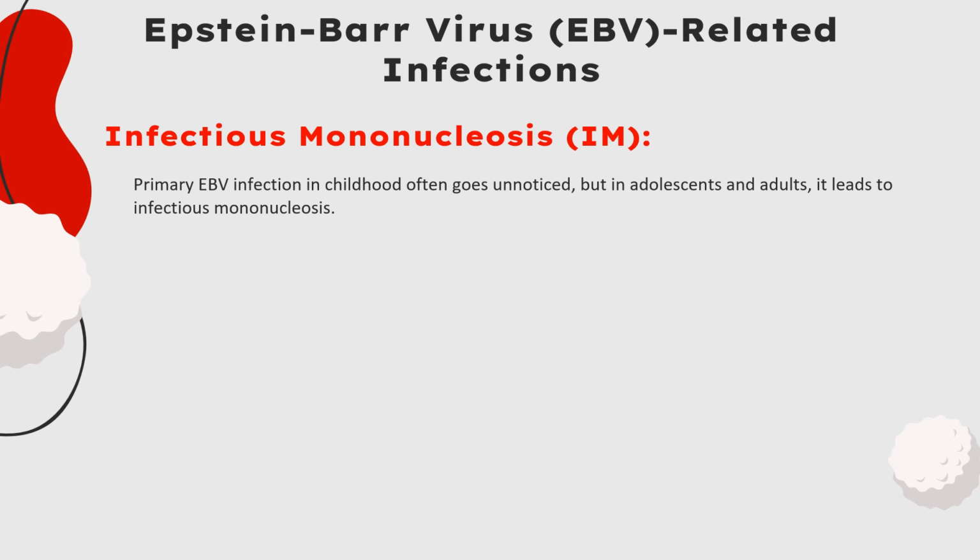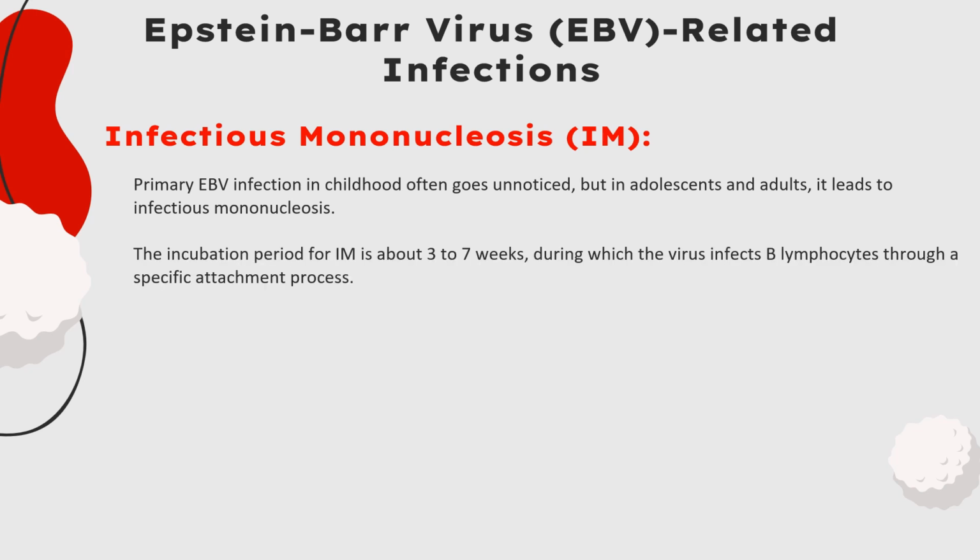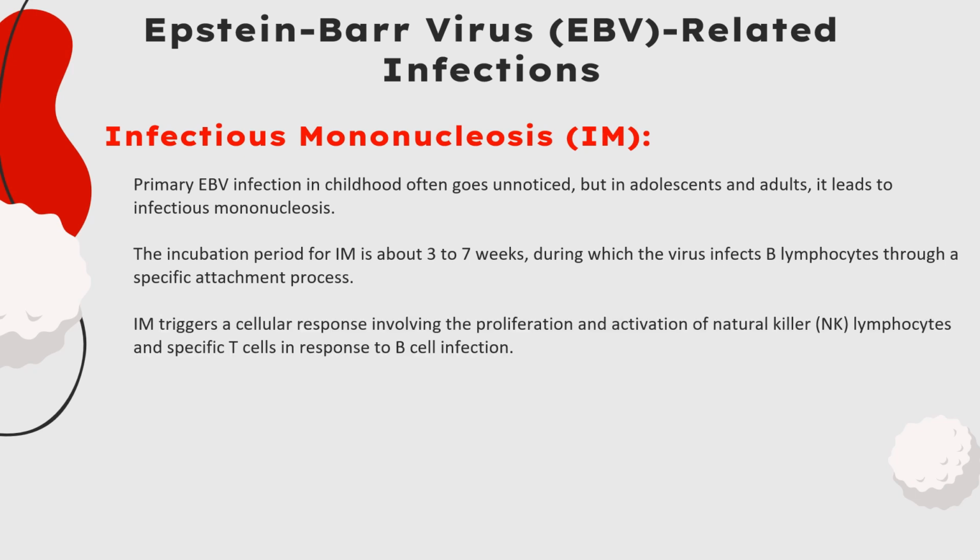While primary EBV infections in childhood often go unnoticed, in adolescents and adults, they can lead to the development of this intriguing condition. The onset of infectious mononucleosis comes after an incubation period of about 3 to 7 weeks. During this time, the virus attaches itself to B lymphocytes through a specific process. IM sparks a cellular response that involves the activation and proliferation of natural killer, NK, lymphocytes and specific T cells. This immune reaction kicks into gear as a response to the infection of B cells.